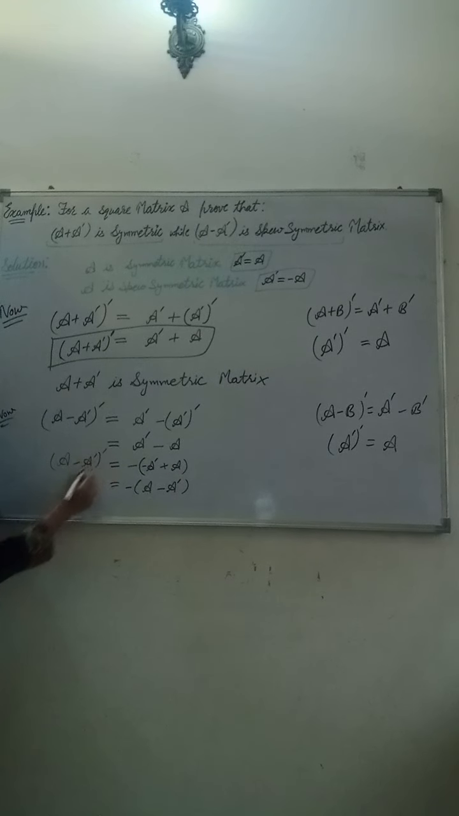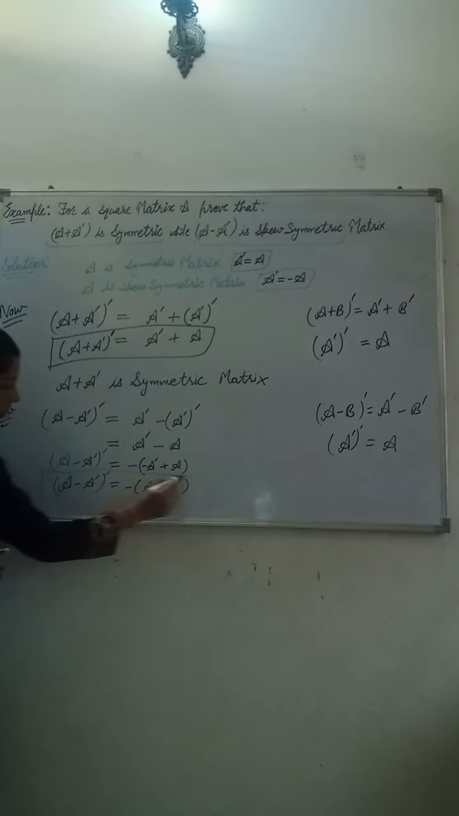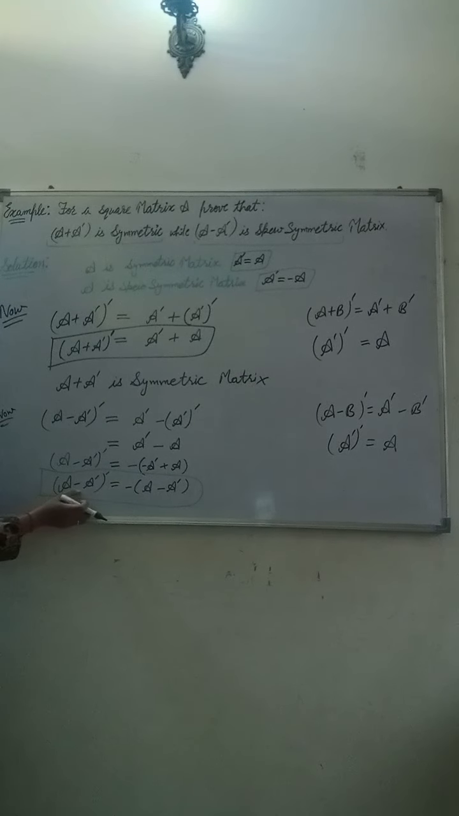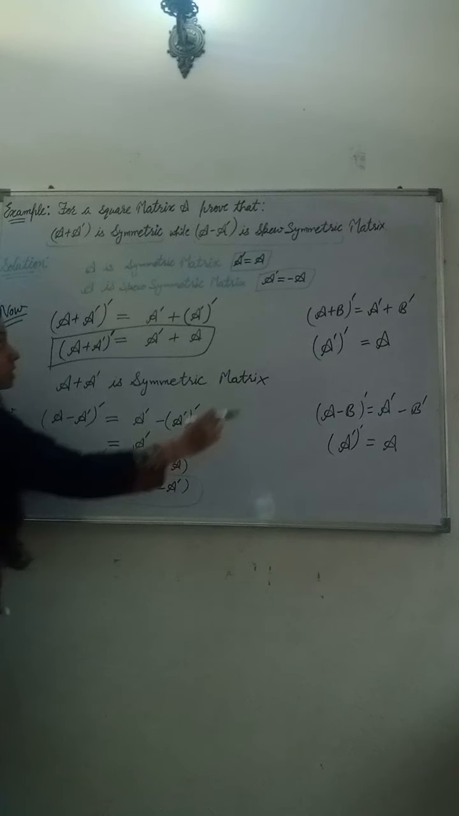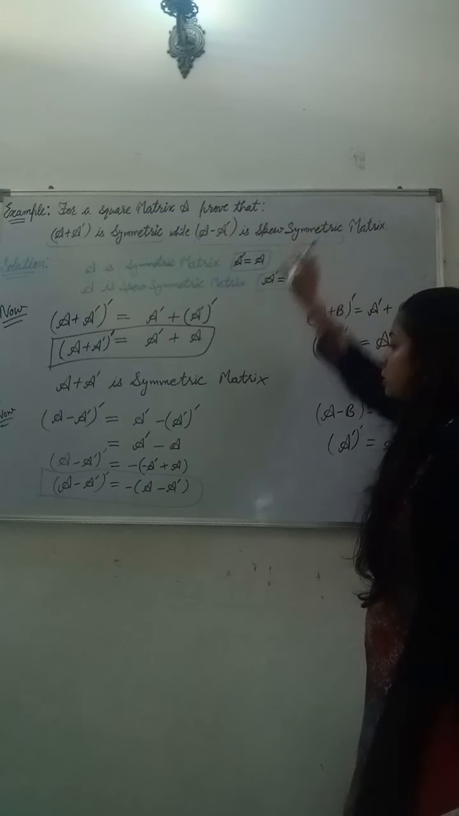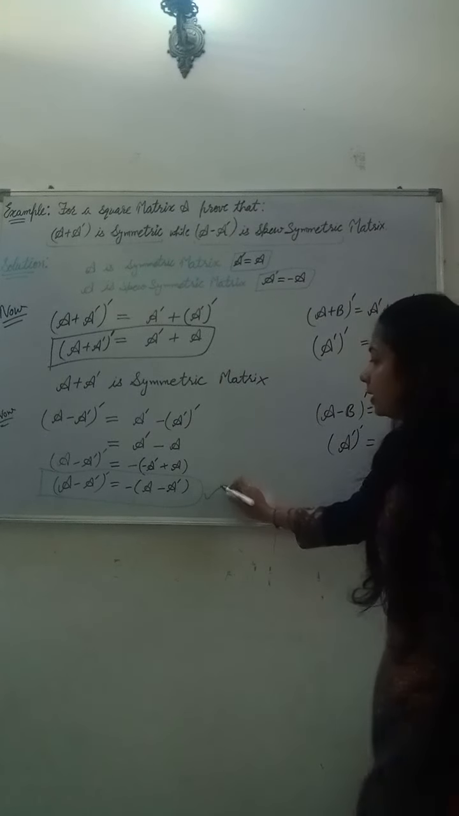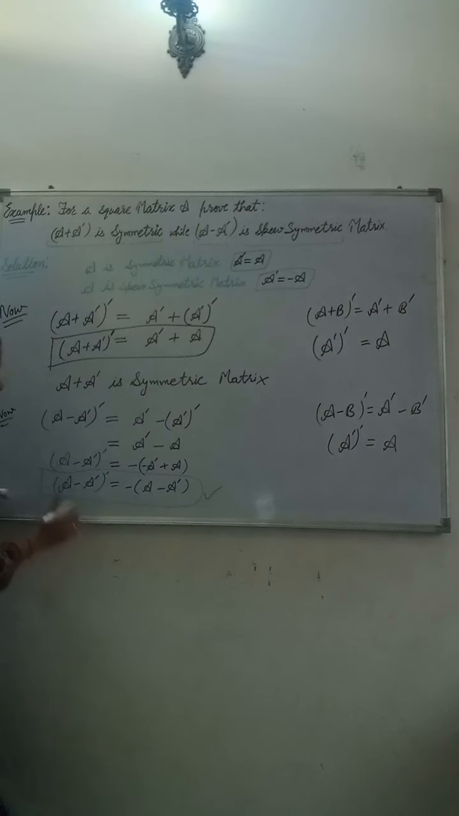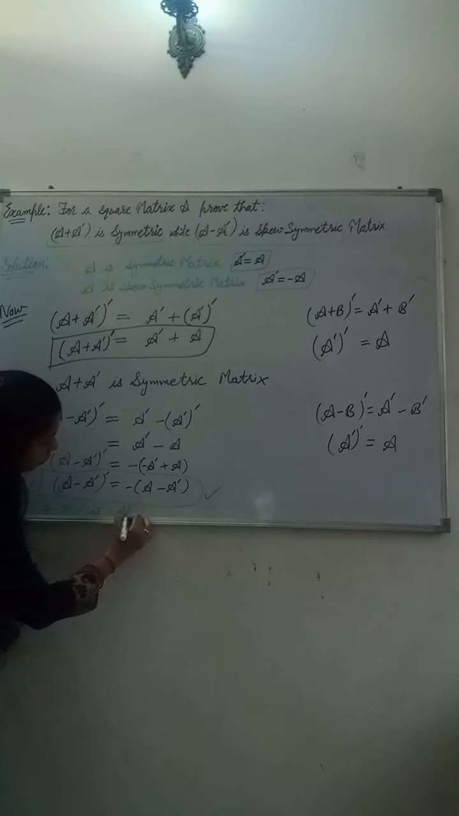Now you can see this one, A minus A dash, the whole transpose is equal to the negative of this. It means it satisfies the skew symmetric property, so it can be written as this, and we can say A minus A dash is skew symmetric.